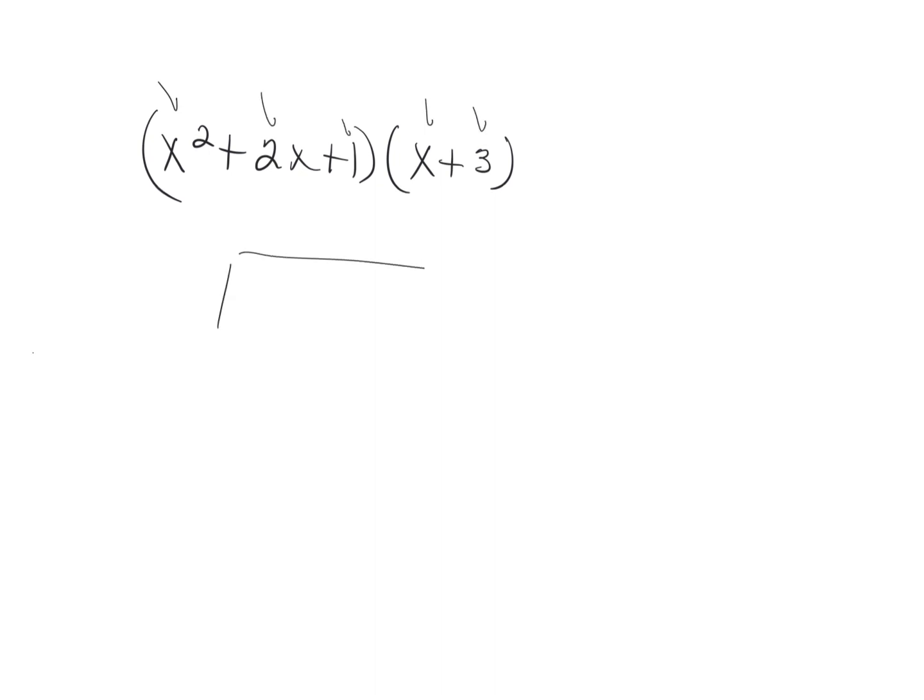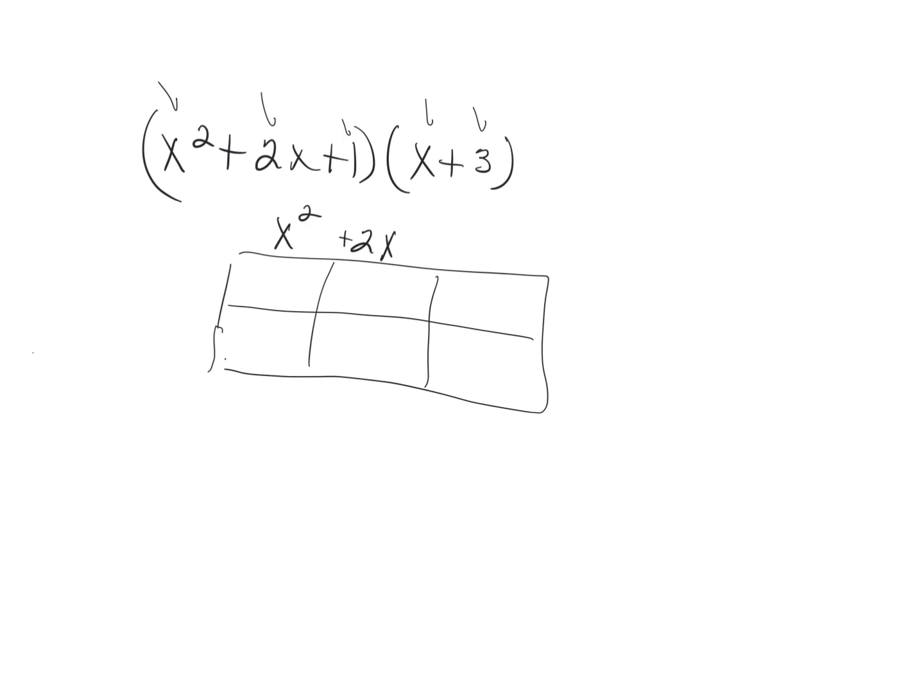So let's see what happens when you have more than 4 terms. x squared plus 2x plus 1, times x plus 3. You count how many terms you have, and that again will tell you how many boxes you need. You have 1, 2, 3, 4, 5. So you need 3 across and 2 down.